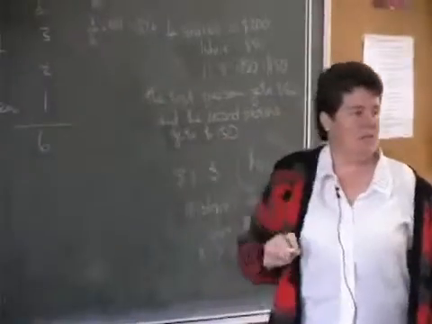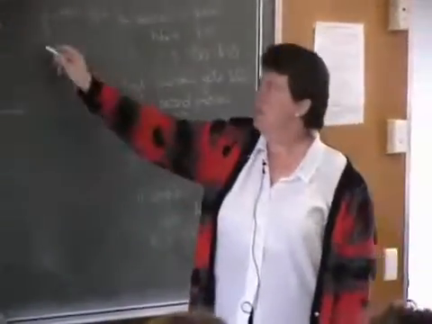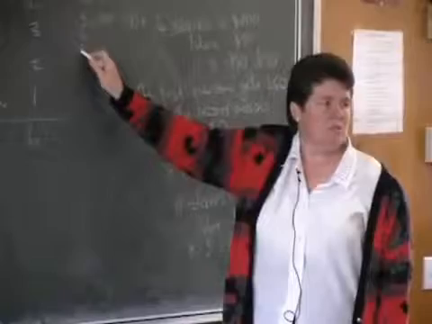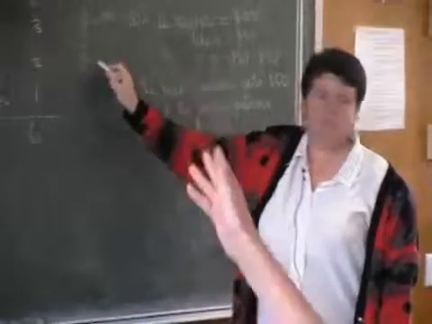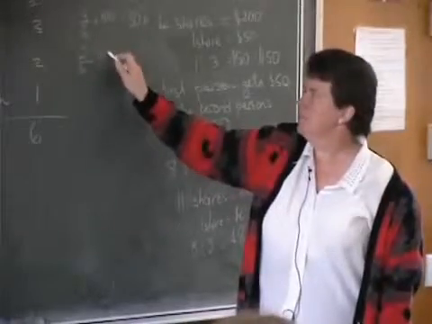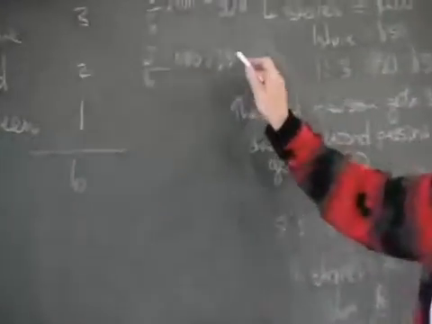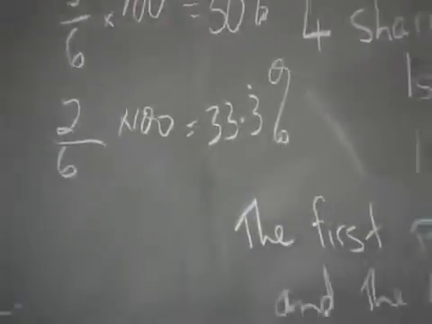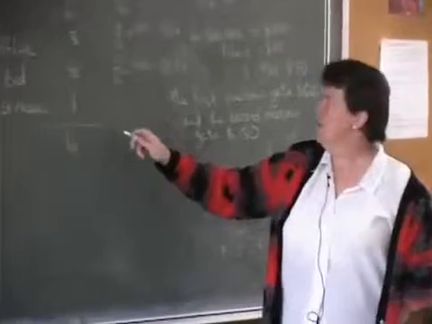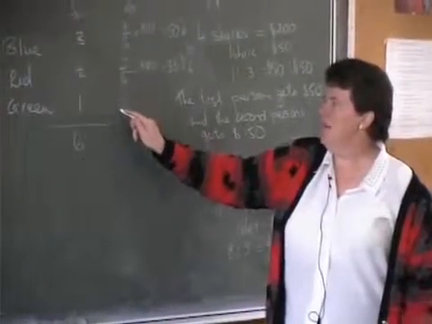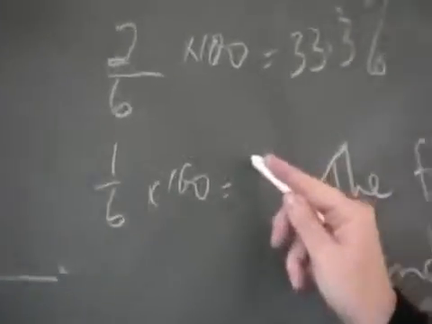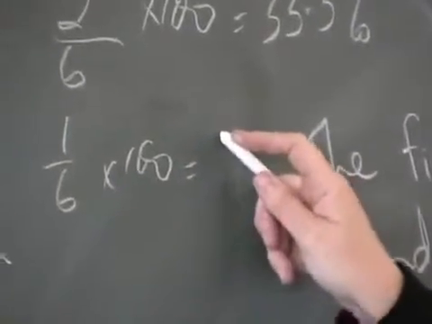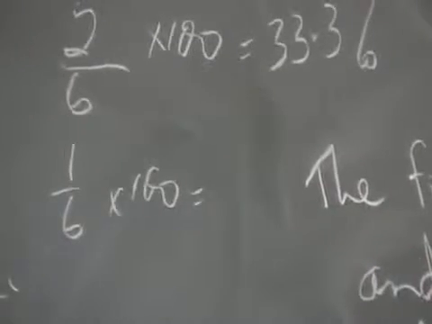How would I work out this fraction? That would be 2 out of 6, which is a third. 33.33. And 1 out of 6. I think that's 16 or so, isn't it? 16.6.